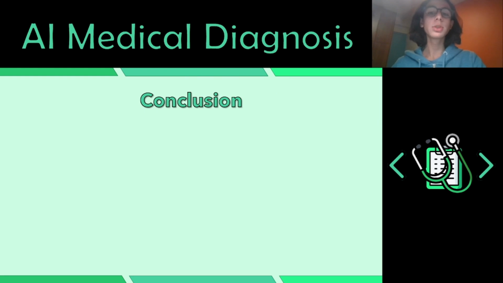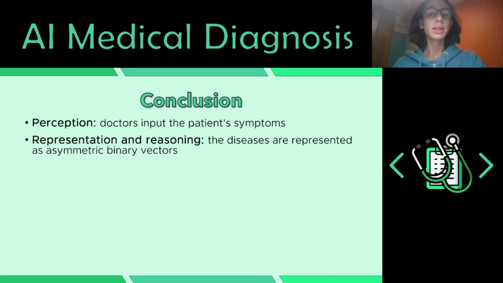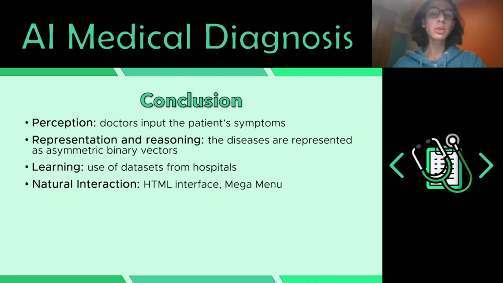This project leads me to certain conclusions. First, the algorithm can perceive our world through the input that is provided by doctors. Second, diseases are represented and stored in CSV files as asymmetric binary vectors. Third, the algorithm makes the diagnosis based on datasets from hospitals. The more datasets we use, the more accurate the system is. Fourth, the interaction with the system is achieved through the HTML web page and the mega menu.